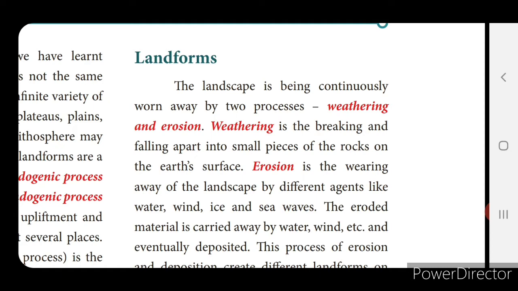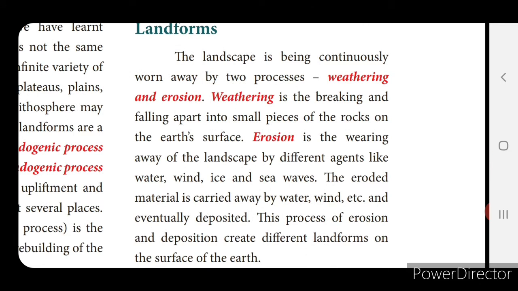What is erosion? Erosion is the wearing away of landscape by different agents like water, wind, ice and sea waves. So wearing away takes place by means of four agents: water, wind, ice and waves. In this lesson we are going to see the landforms which are formed by the different agents like water, wind, ice and sea waves.